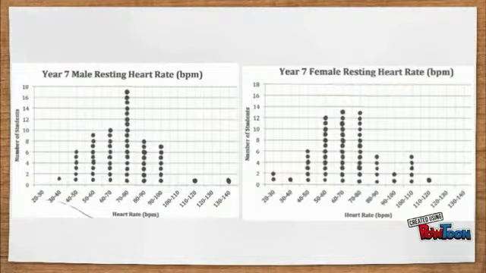I created two dot plots. These show the distribution of our data and are also useful at comparing our samples. Here we can see that it's clear that most males have a heart rate of 70 to 80 beats per minute, whereas the female data is more evenly spread.